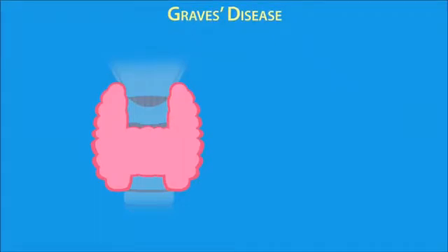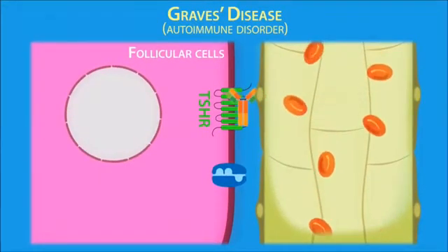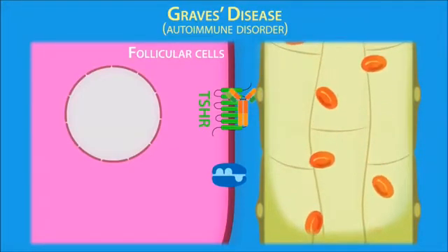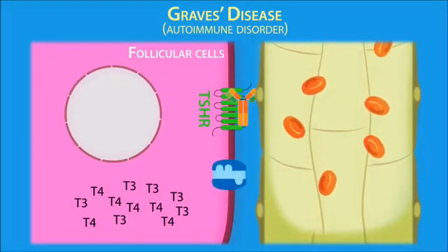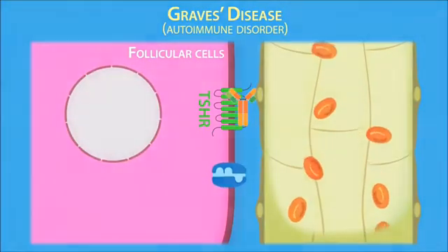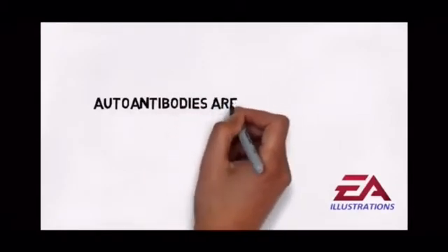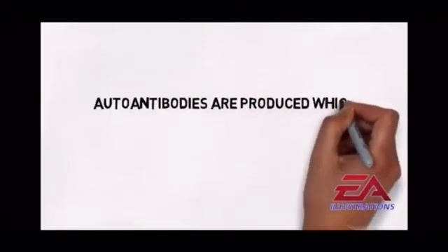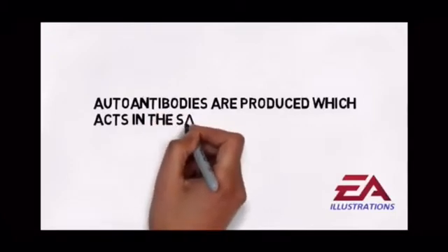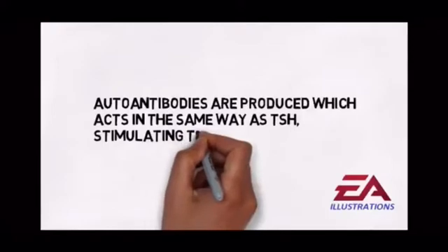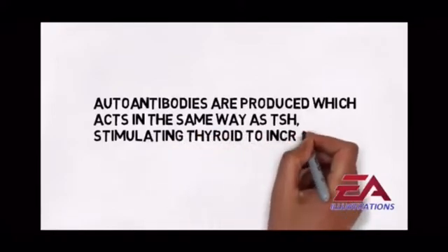Graves' disease is an autoimmune disorder and hyperthyroidism is the most common feature. Graves' disease is caused by antibodies against the thyroid-stimulating hormone receptor which bind the receptor and lead to the continuous synthesis and release of T3 and T4. In Graves' disease, autoantibodies are produced which act in the same way as thyroid-stimulating hormone, TSH, that stimulates the thyroid gland to increase its secretion.